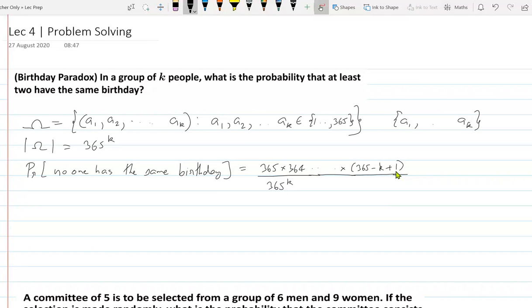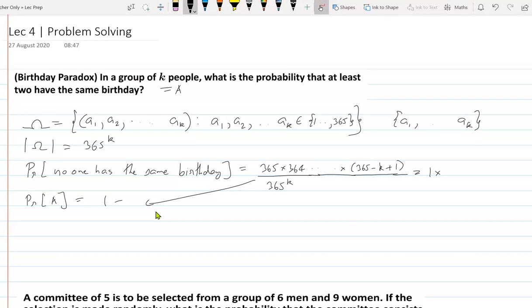Okay, is that clear to everyone? Yes. So it is some number. How does this number look like? This looks like 365 Pk. We are just interested in this number. And the probability of this event, let's call this event A, is 1 minus this number. Okay, is that fine?